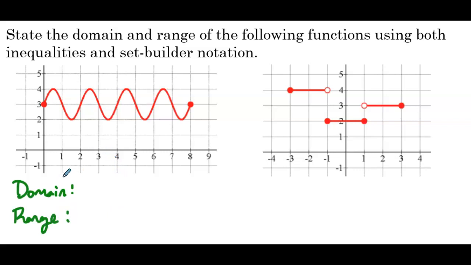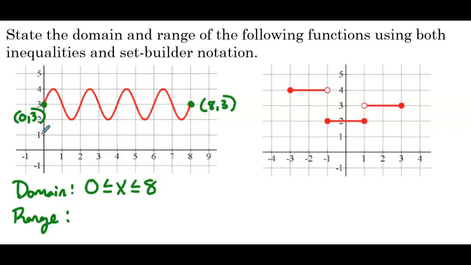So domain is the set of all inputs, the x values. So on the left, I see the point (0, 3), and all the way on the right, (8, 3). So it looks to me that x goes from 0 to 8, moving from left to right on the graph. So 0 is less than or equal to x, which is less than or equal to 8.